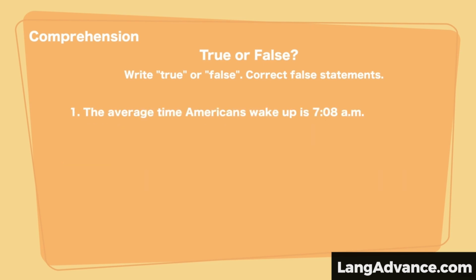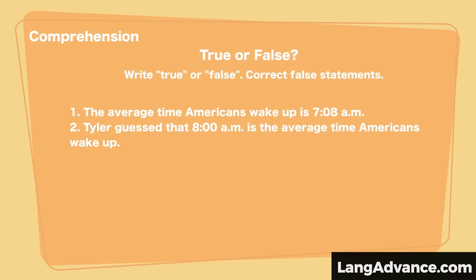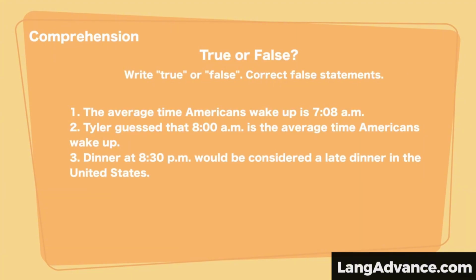Number 1, the average time Americans wake up is 7:08 a.m. Number 2, Tyler guessed that 8 a.m. is the average time Americans wake up. Number 3, dinner at 8:30 p.m. would be considered a late dinner in the United States.